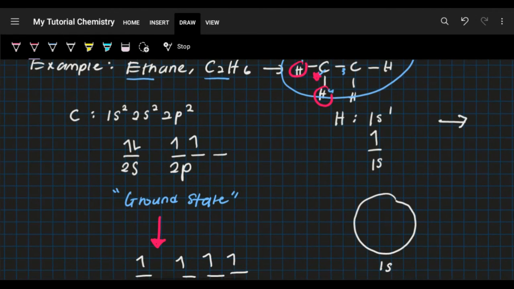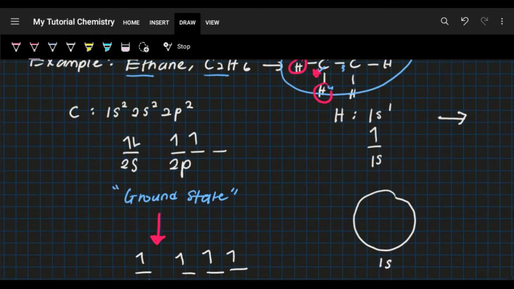So we write down the electron configuration for carbon and hydrogen. Carbon has 1s2 2s2 2p2. Hydrogen has 1s1. The orbital diagram for hydrogen has only one single electron, so it has a spherical shape. Now, how can carbon form hybridization?